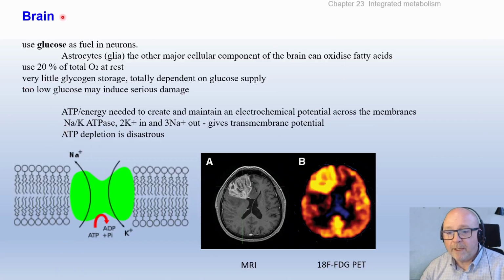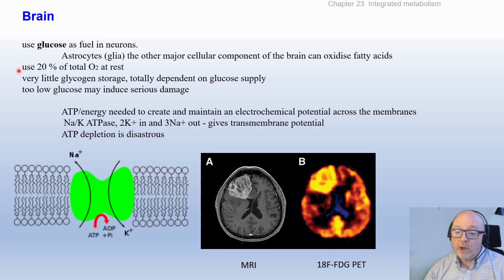So this brings us to the penultimate tissue we'll discuss. We're coming close to a break here in this part of the lecture, at least. The brain. And the brain uses glucose as fuel in the neurons. The brain isn't only neurons, it's also glia, and they can actually oxidize fatty acids. But a large part of the brain is totally dependent on glucose.